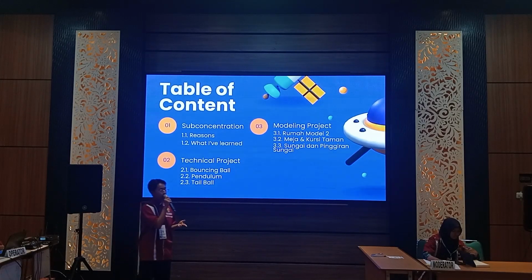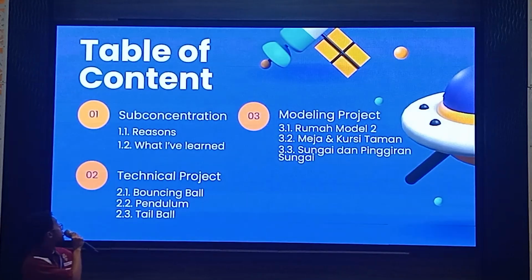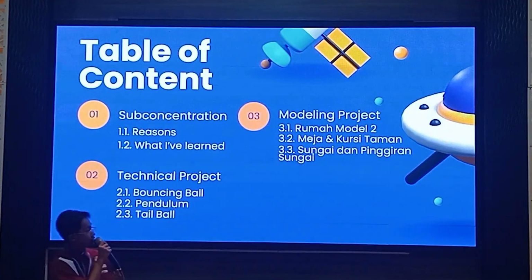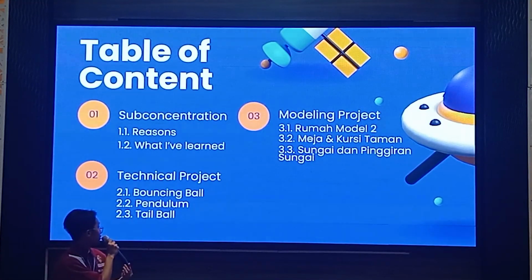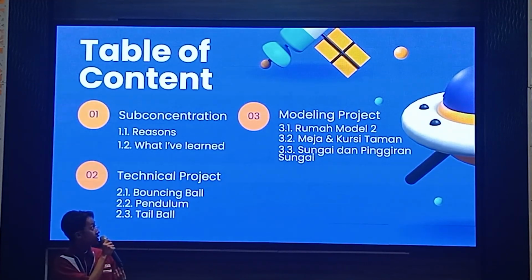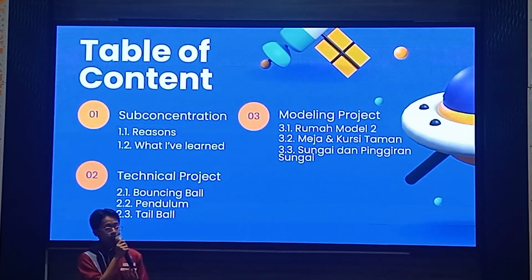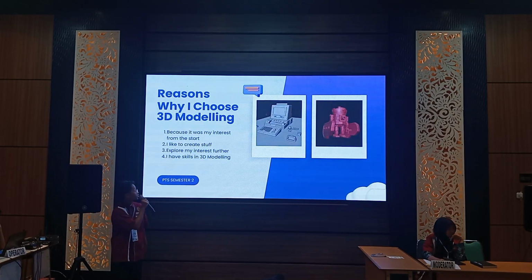Before I go into my explanation, I would like to explain about the table of content here. First, there's the subconcentration, which are the reasons I go into the 3D modeling subconcentration and what I've learned in here. The second one is technical projects, which is the bouncing ball, pendulum, and tail ball. And for the next one is the modeling project, house model, tables and chairs for a garden and a river.